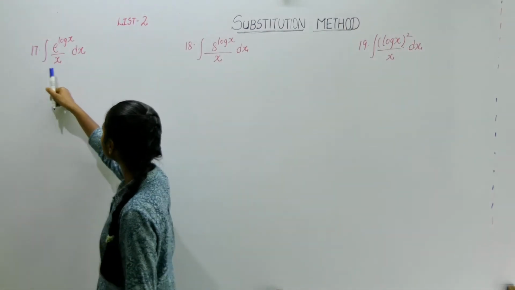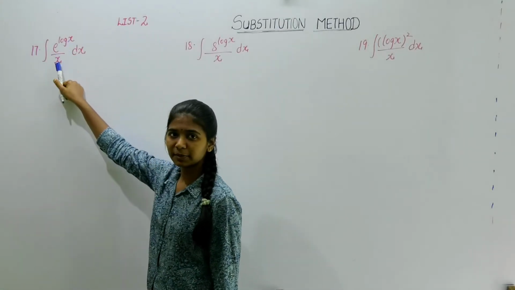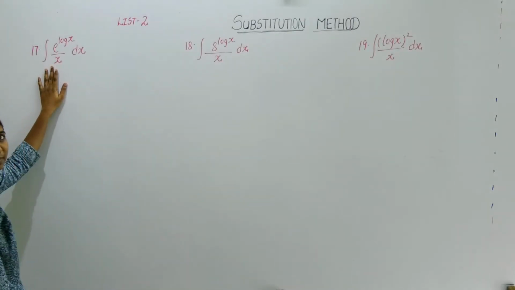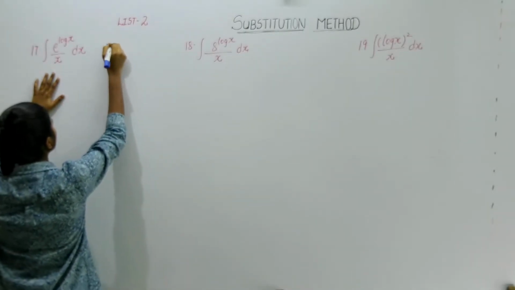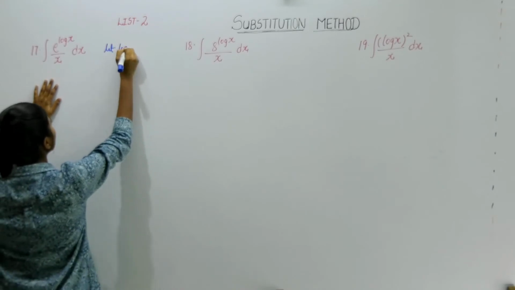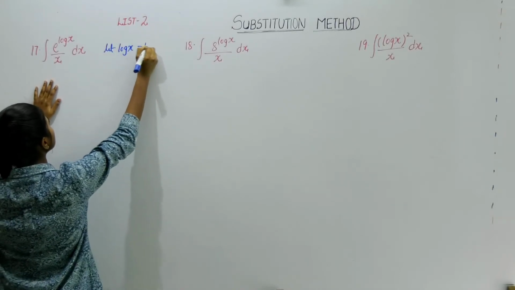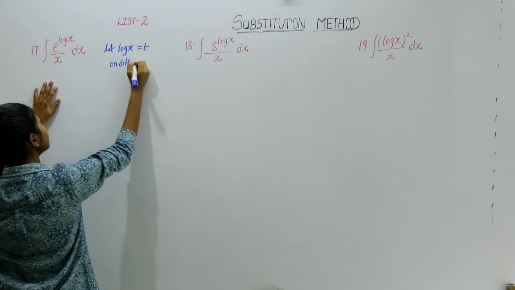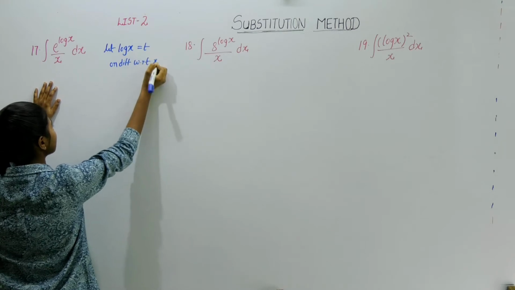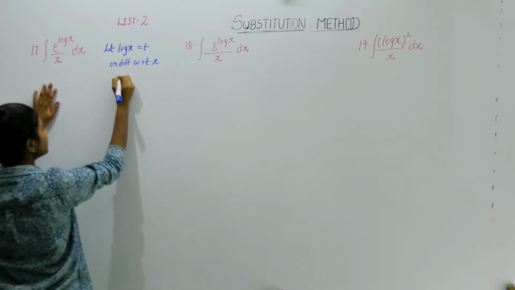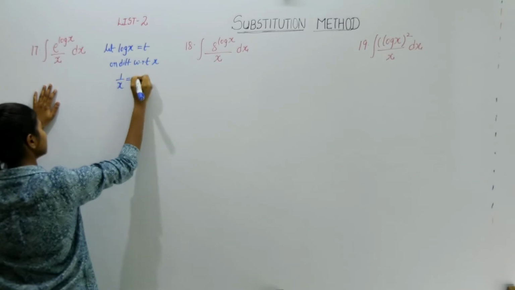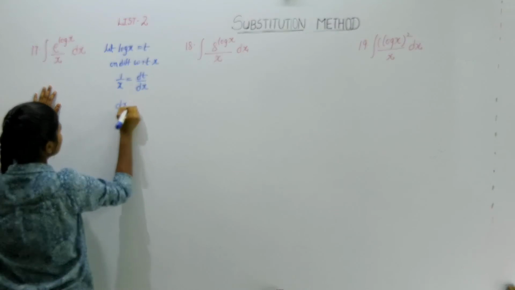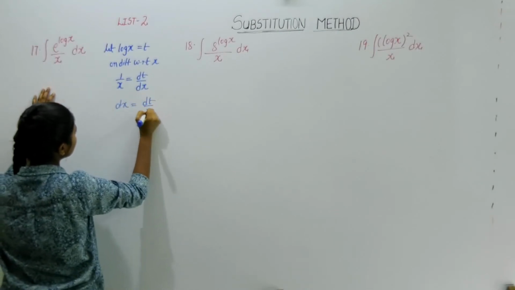It is given as integral e to the power of log x by x dx. There is no direct formula for this, so we go for the substitution method. In this, let us assume log x is equal to t. Now, on differentiating with respect to x on both the sides, d by dx of log x is 1 by x, which is equal to dt by dx. Now we can write dx is equal to x dt.